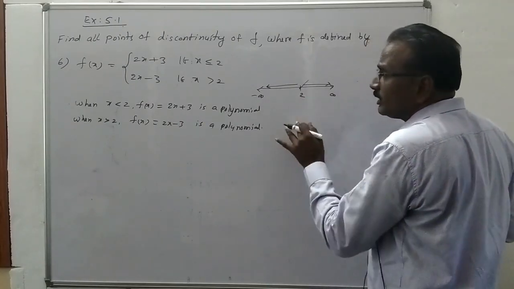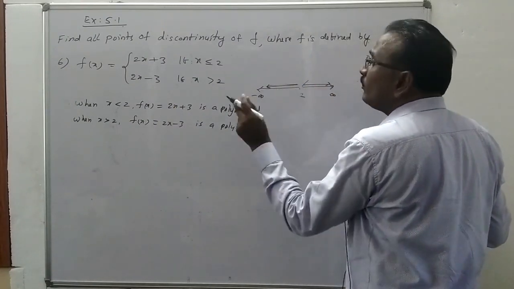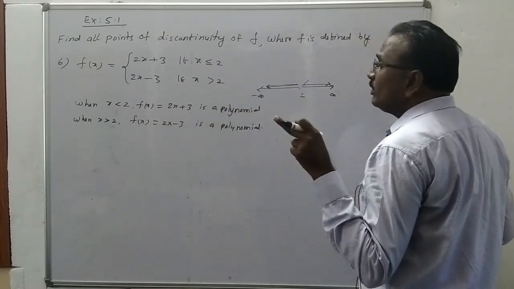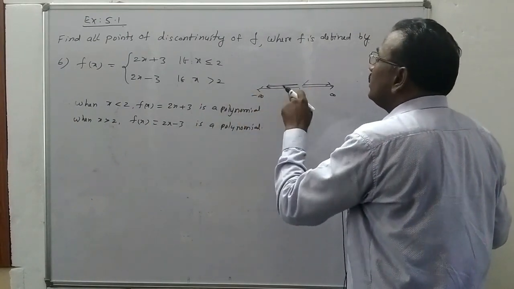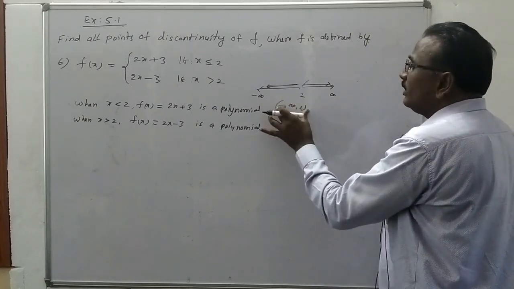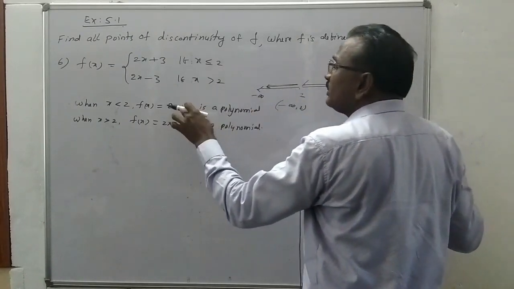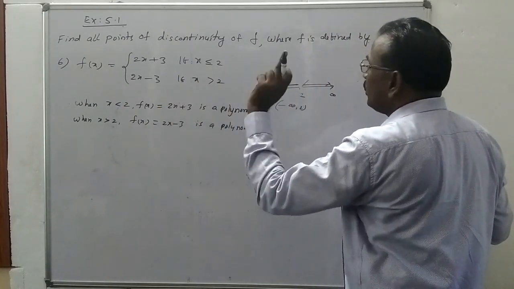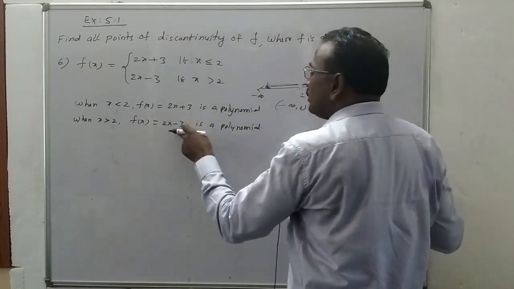For x less than 2, the function f of x is 2x plus 3, a polynomial function. We know that every polynomial function is continuous. Therefore f of x equals 2x plus 3 is continuous in the interval minus infinity comma 2. Take any real number between minus infinity and 2: f of x is a polynomial, so it is continuous. Greater than 2, f of x is also a polynomial function.